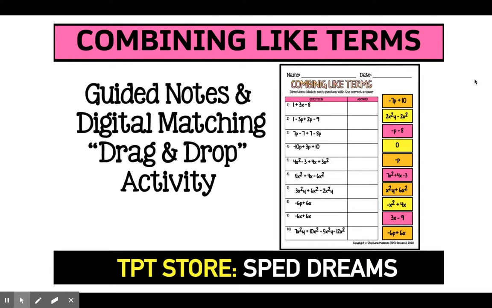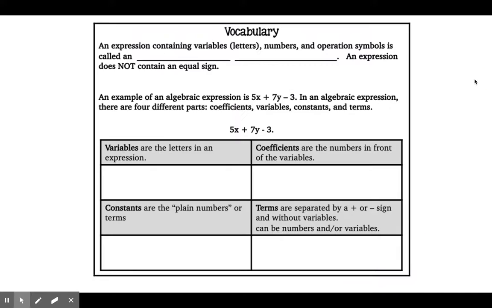Before we dive into some content, let's go ahead and look at some vocabulary. So, an expression containing variables, numbers, and operation symbols is called an algebraic expression. Please keep in mind that for it to be algebraic, it needs to have a variable. Okay, an expression does not contain an equal sign. So if we take a look at the example that I have here, which is 5x plus 7y minus 3, there is no equal sign, which makes this an expression.